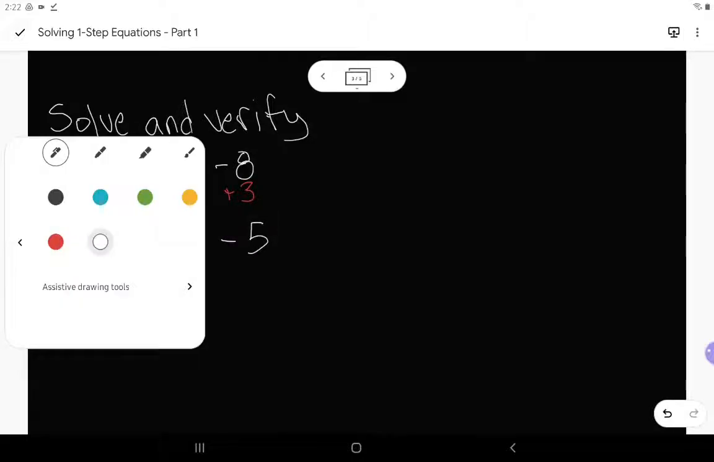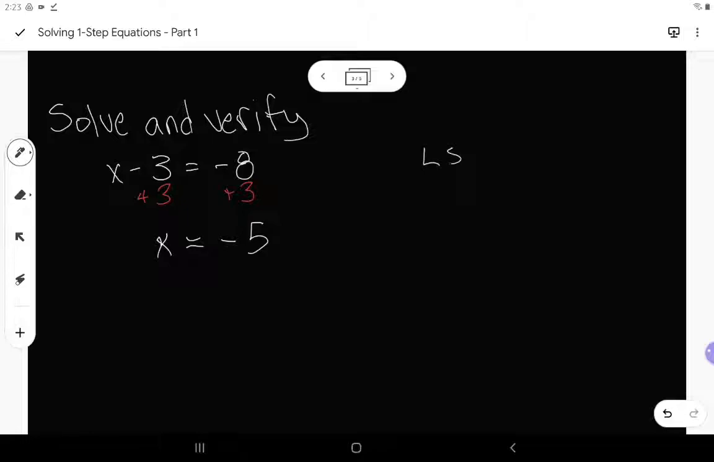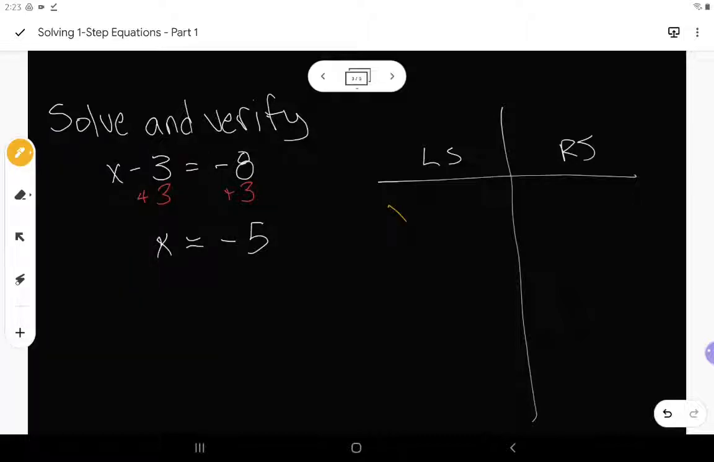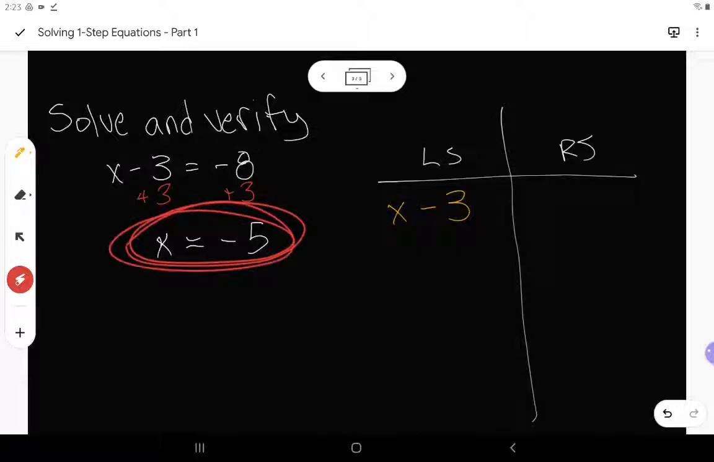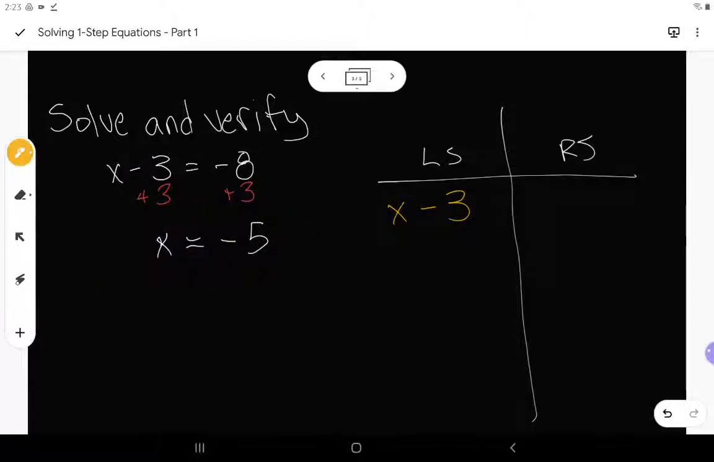Okay? And now I need to verify. I'm going to check the left-hand side of my equation and the right-hand side of my equation. The left-hand side of my equation was x minus 3. Now I've said x should be negative 5. So I have to make sure that negative 5 works. So I'm going to put in negative 5 for x instead. Remember, put it in brackets. Negative 5, take away 3 more.